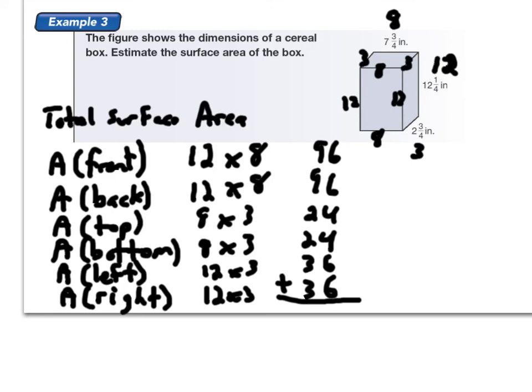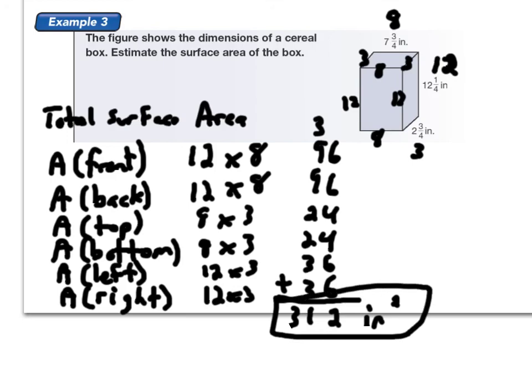okay, 6 plus 6 is 12. 12 plus 4 is 16. 16 plus 4 is 20. 20 plus 6 is 26. And 26 plus 6 is 32. And I carry my 3. 3 plus 9 is 12. Plus 9 is 21. Plus 2 is 23, plus 2 is 25, plus 3 is 28, plus 3 is 31. So it's 312 inches squared. Okay? And we should write the word about, actually. Okay, because we estimate. So it's about 312 inches squared.